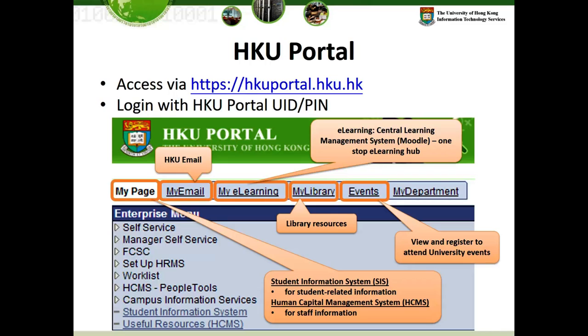And the My E-Learning tab is used by teaching staff and also our students. You can access the Moodle system under the E-Learning tab, and it is a one-stop e-learning hub for our students. You can check the course information and download the course materials under the My E-Learning tab. And for My Library, you can access the library resources under this tab. And for the Events tab, you can view and register to attend university events. Say for today's seminar, you also register through the Events tab under the Hong Kong U-Portal.